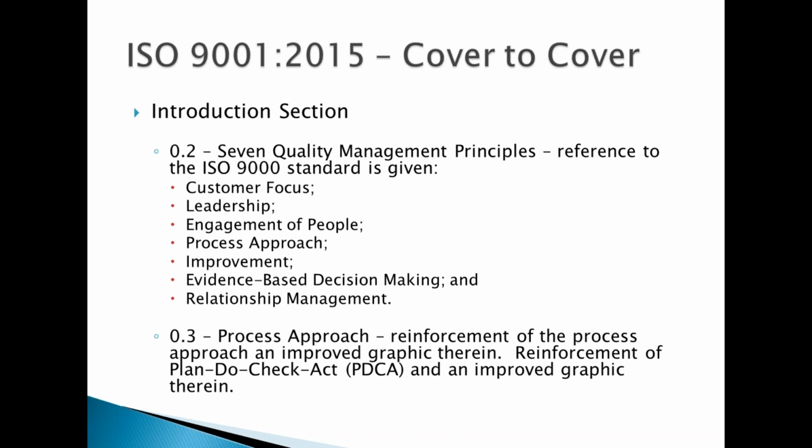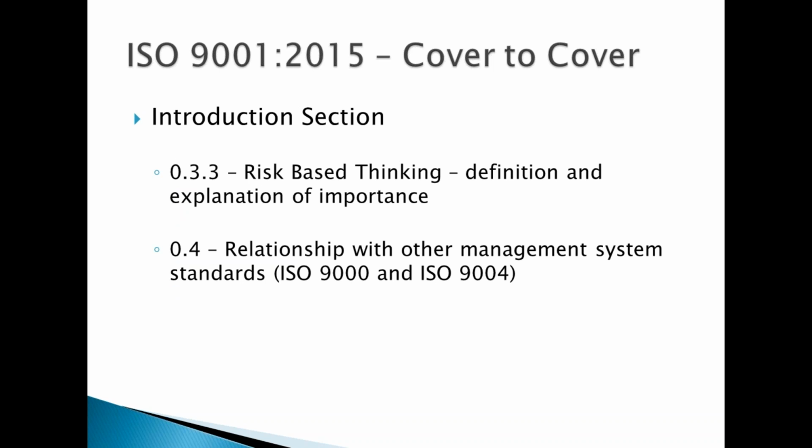0.3 is called process approach, reinforces the process approach, and it actually provides an improved graphic. Plan, Do, Check, Act also gets an improved graphic, and it ties back to the 9001:2015 sections. It shows how those play into that idea. Section 0.3 is called risk-based thinking. We have a definition for risk-based thinking and some further thoughts on its importance. Section 0.4 presents the relationship to the other management system standards, namely 9000 and 9004.